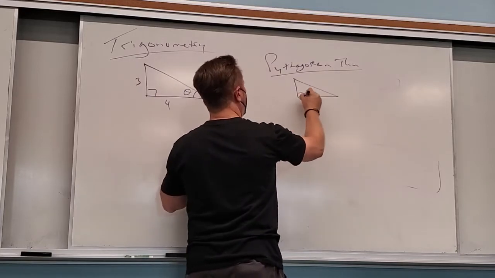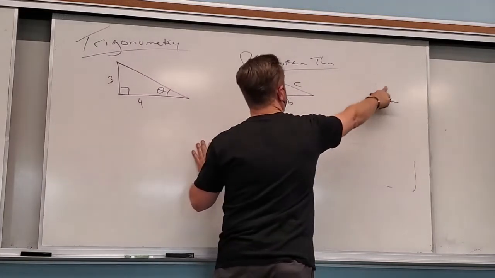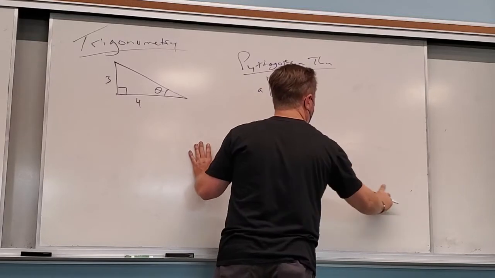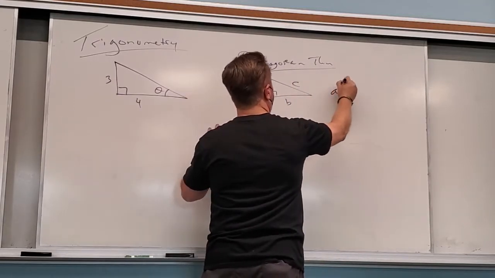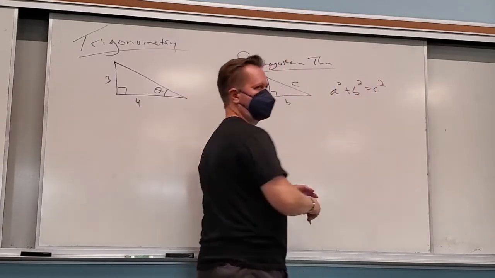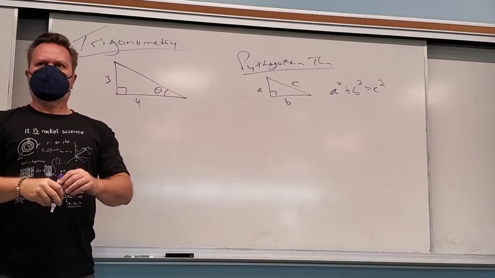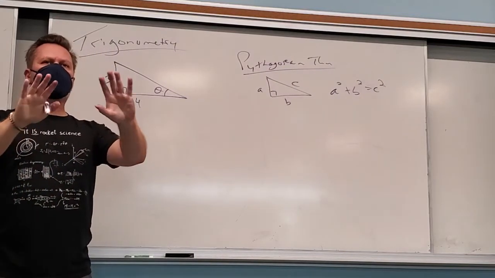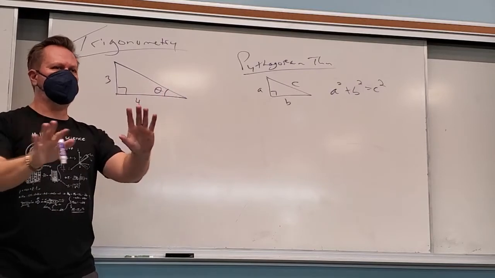Given a right triangle, A, B, C, what happens? A squared plus B squared equals C squared. Yes. And real quick, let me show you my really quick, not really a proof, but a neat visual.